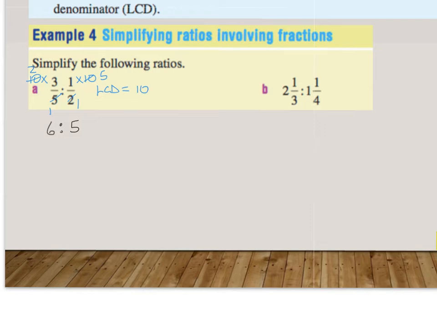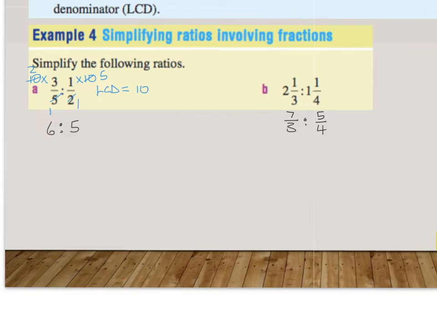When we have a mixed number, like in example B, we have to change it to an improper fraction first. And remember how we do this. We say that 3 times 2 is 6, 6 plus 1 is 7. Therefore, we have 7 over 3, and we do the same for the next fraction. 4 times 1 is 4, plus 1 is 5 over 4.